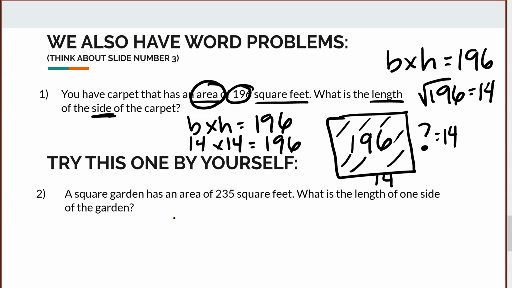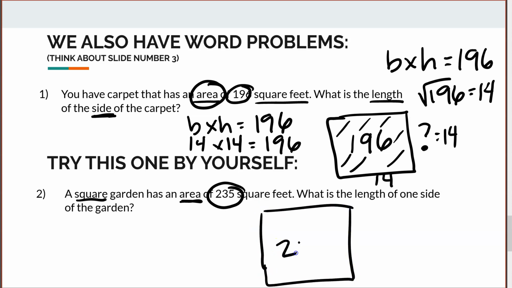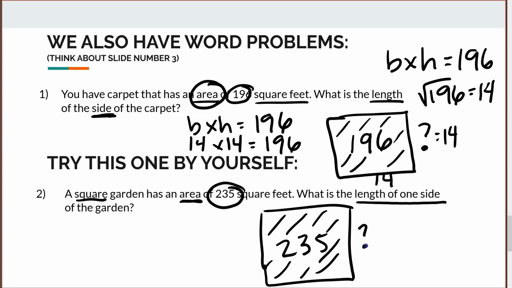All right, let's go ahead and review. It says a square garden has an area of 235. So we have a square garden with the area of 235. So the area is 235. What is the length of one side? So what will we do again? It's talking about base times height has to be 235. So this number times this number has to be 235.